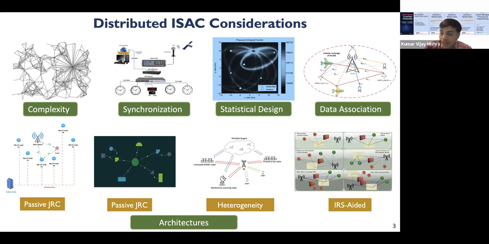And there are various types of algorithms on how to do this. So that is an additional consideration when we are looking into distributed radar. And if you're doing it in ISAC, then this carries forward. You have to use these kinds of algorithms in distributed ISAC.